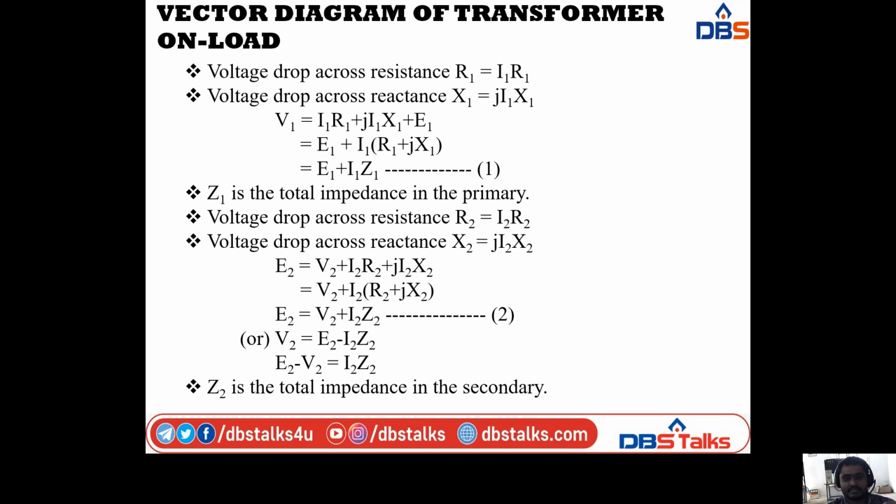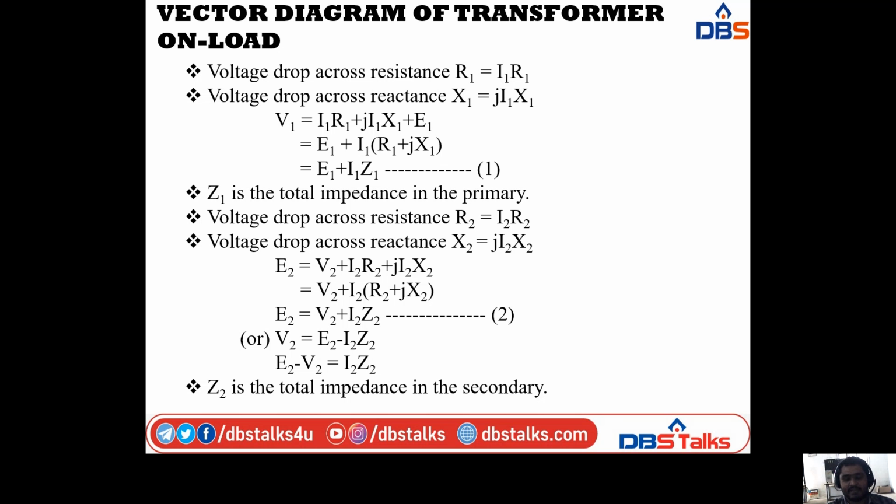So the voltage drop across the resistance R1 is I1 R1, and the voltage drop across the reactance X1 is j into I1 X1, and finally the total voltage V1 is equal to I1 R1 plus j into I1 X1 plus E1. From this I am rewriting the equation as E1 plus, taking I1 common, I1 of R1 plus jX1. You already know the combination of R1 and jX1 is Z1. So finally we have V1 is equal to E1 plus I1 Z1. Here Z1 is the total impedance in the primary.